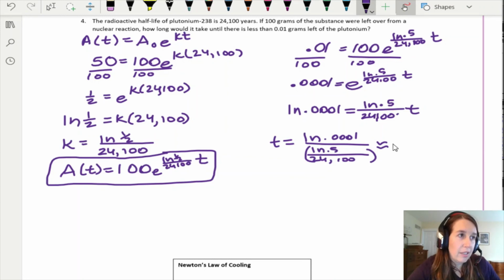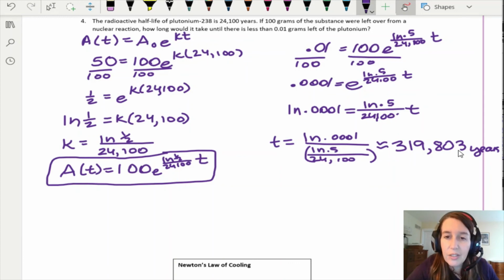And we get about, we've typed it in several times, so I'll just give you the answer there. I think you know how to type it by now, but you should probably check. 319,803 years. I rounded there a little bit at the end, so you might have a 3 or 4 or something different. Okay, but it should be super, super close.